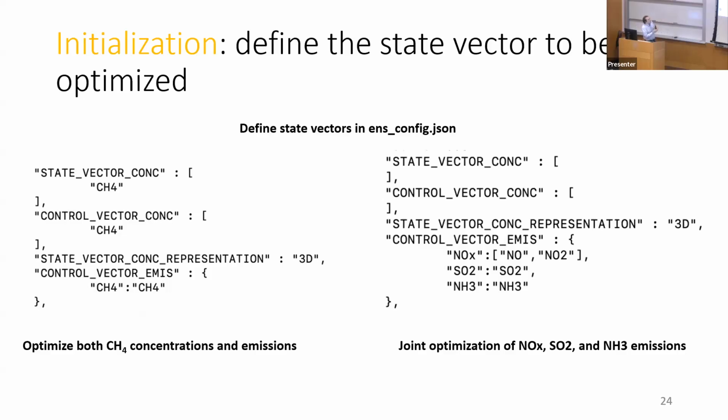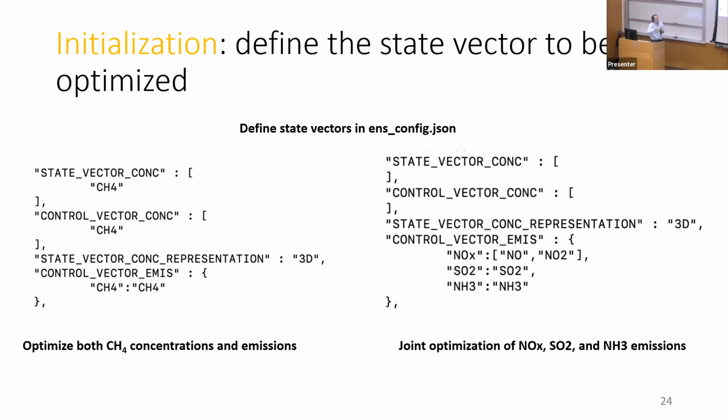So on the left, we're optimizing both ammonia concentrations and emissions. I did this in my methane paper. This was helpful because it prevented some weird noise from happening in our data assimilation process. On the right, I'm showing a case where we're optimizing NOx, SO2, and ammonia emissions, but we're not touching the concentrations.